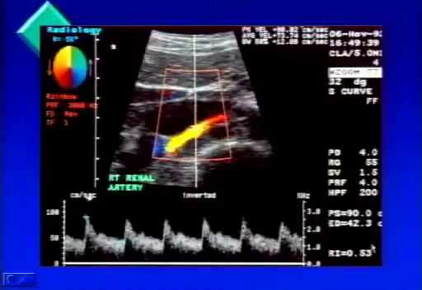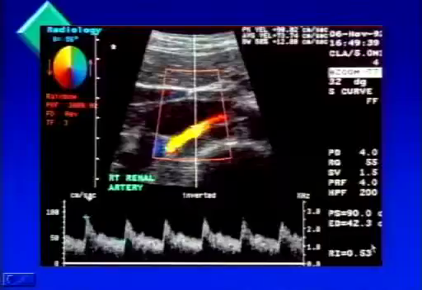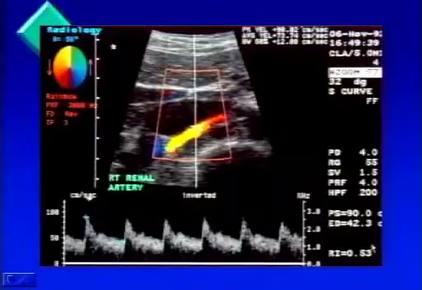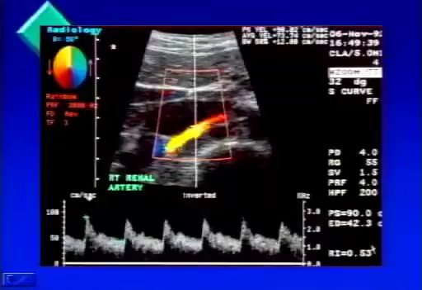Once that has been inserted into the system's computer, it will measure a renal to aortic ratio. And if you were to do this by hand, you would be taking the value from the main renal artery, the maximum site of stenosis, and divide the aorta into the renal artery stenosis velocity to calculate your renal to aortic ratio. And that value should be less than 3.5.